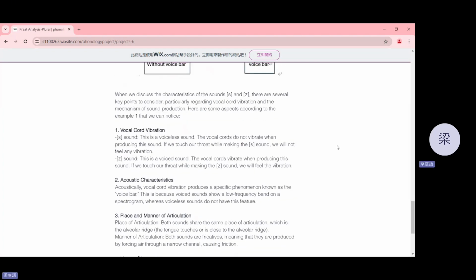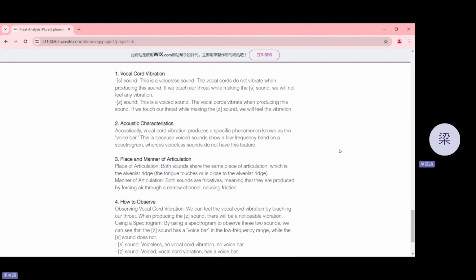When we discuss the characteristics of the sounds, there are several key points to consider, particularly regarding vocal cord vibration and the mechanism of sound production. Here are some aspects according to example 1 that we can notice. First is vocal cord vibration, second is acoustic characteristics, third is place and manner of articulation, and the last one is how to observe.